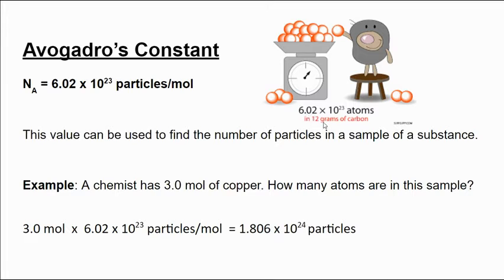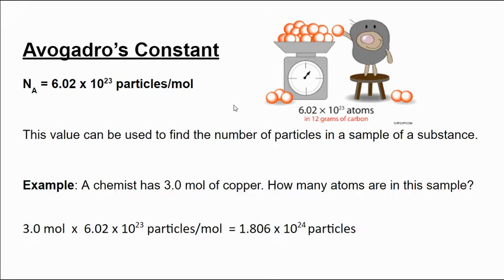If I have a mole of something like copper, it's probably not going to be the same mass. It's not going to be 12 grams. A copper atom is a lot larger than a carbon atom. In fact, if I had a mole of copper, it's about 63.5 grams for 1 mole.